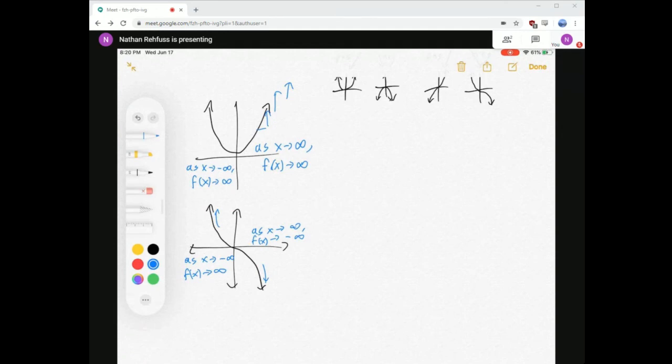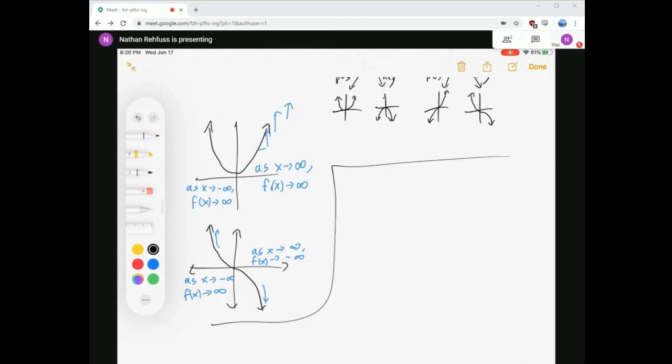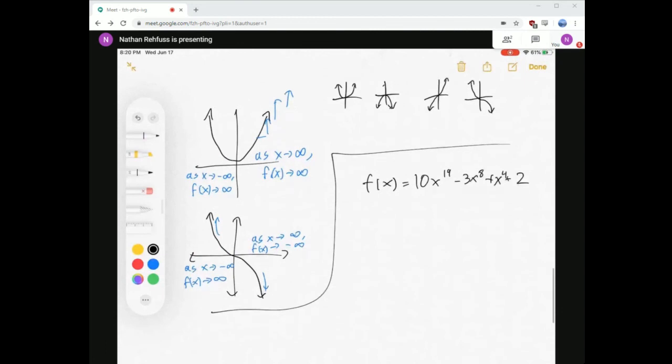Okay, so end behavior. Let's say I told you that f of x was 10x to the 19th minus 3x to the 8th plus x to the 4th plus 2. I just want to know the end behavior right now, and the secret is that none of the other terms matter one bit to the end behavior, because 10x to the 19th dominates. So all I have to do is say 19 is odd. So we're either going like this or like that.